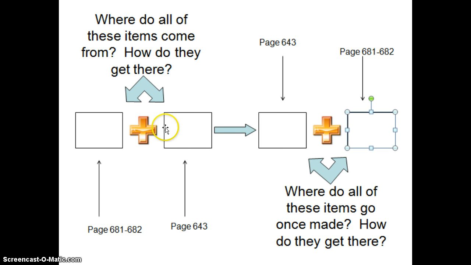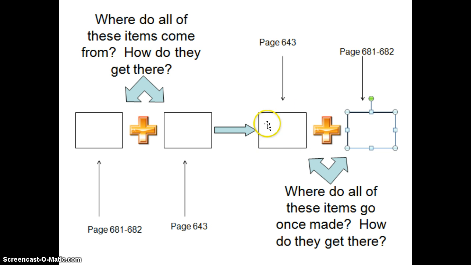So water comes in through the roots. So where do these items come from? Well, the water comes from the ground and it comes in through the roots, and it goes up the plant through the xylem into the leaf.